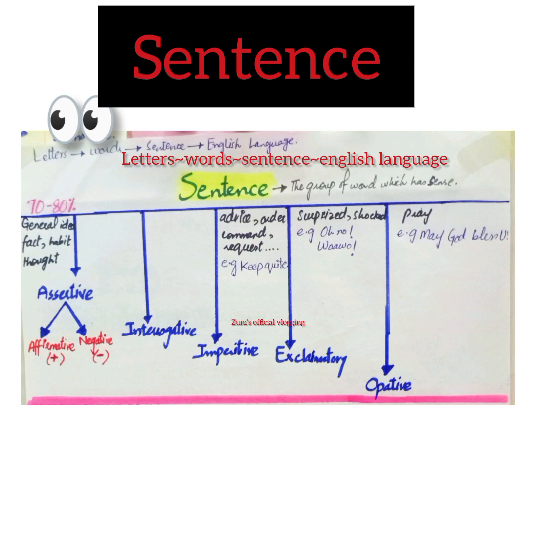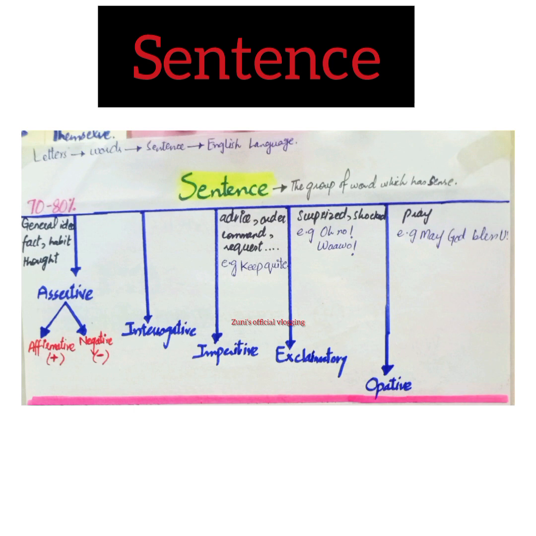So let's discuss the sentence. A sentence is defined as a group of words which have sense. For example, my name is Zunaira gives a complete sense and it is called a sentence. And if I write it like Zunaira, my is name, it's also a group of words, but it is not a sentence. And there are 5 kinds of sentence.